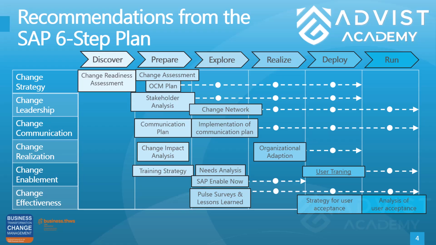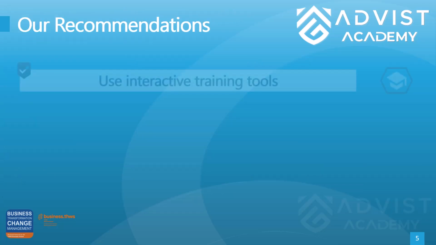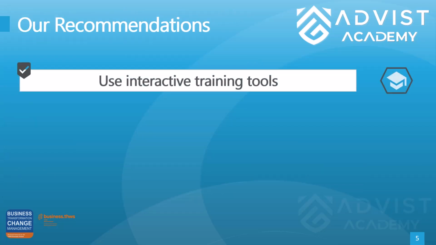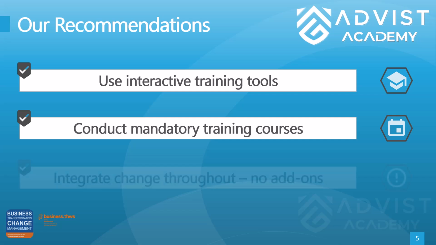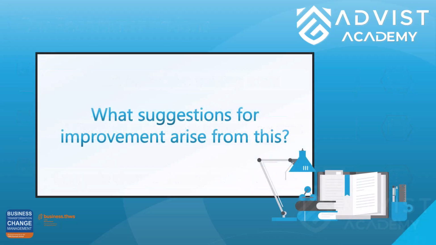The SAP 6-phase plan has already been covered in detail in the third video. Here, the key points are summarized again, with a focus on change enablement, specifically on targeted training and employee support. Interactive training tools with clear, step-by-step instructions should be mandatory. Change management belongs in all project phases, not as an add-on, but as an integral part. Only then can uncertainties be reduced and the system introduction be successful.